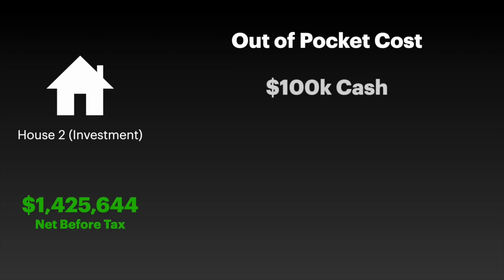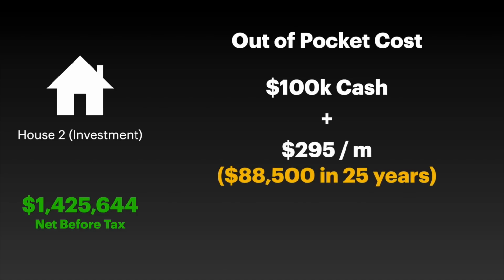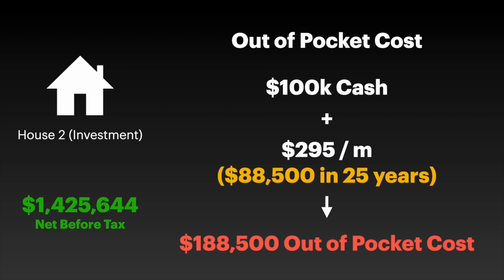Well, first of all, their first cost will be the down payment of 100K cash. Then, monthly, they have to put out $295 per month, assuming all the interest rate, everything stays the same for the next 25 years. That's an additional $88,500 they will have to put into this rental. Their total cost would be $188,500. That's how much money they actually put out of their pocket into this investment home for the last 25 years using this simple calculation.